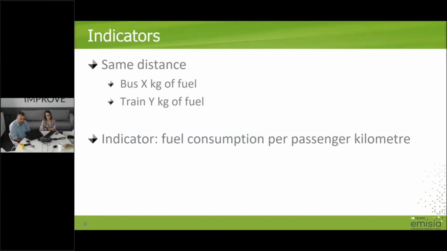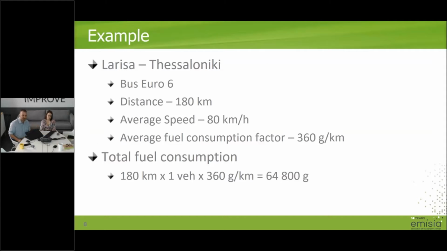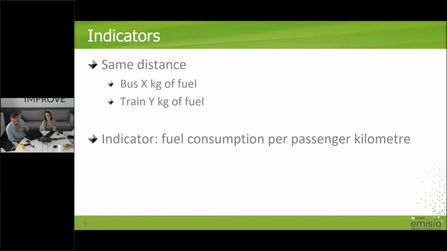So what we have introduced here is the fuel consumption or CO2 emissions per passenger kilometer. So if we take, for example, this number, which is 64 kilograms, and divide it by the number of passengers on the bus, you get this indicator. And in order to evaluate if a bus is better than a train, you do the same calculation for the train, then you calculate the indicator, and then you can propose if the passenger should use the bus or the train if he wants to be more environment friendly with his transport. And I think this is the conclusion of my presentation. Thank you very much.